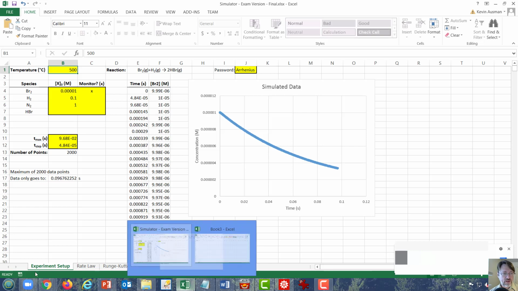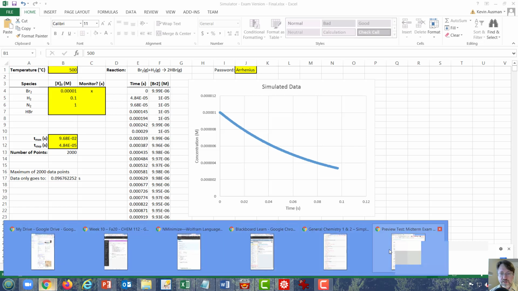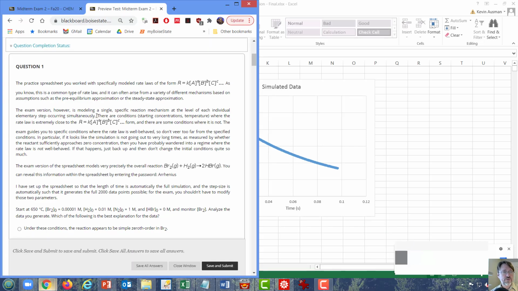to work with. Going back, we are also told that there are some conditions where the rate law is very close to this form we're used to, and there are some conditions where it is not. So the exam guides you to specific conditions where the rate law is well behaved, so don't veer too far from those specific conditions. The way to tell if it's a problem is if the simulation's not going out to very long times, meaning it's not coming down close to 0.